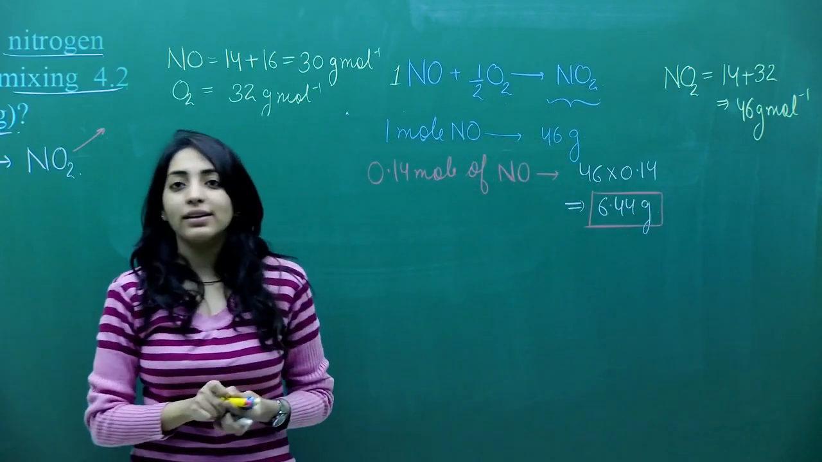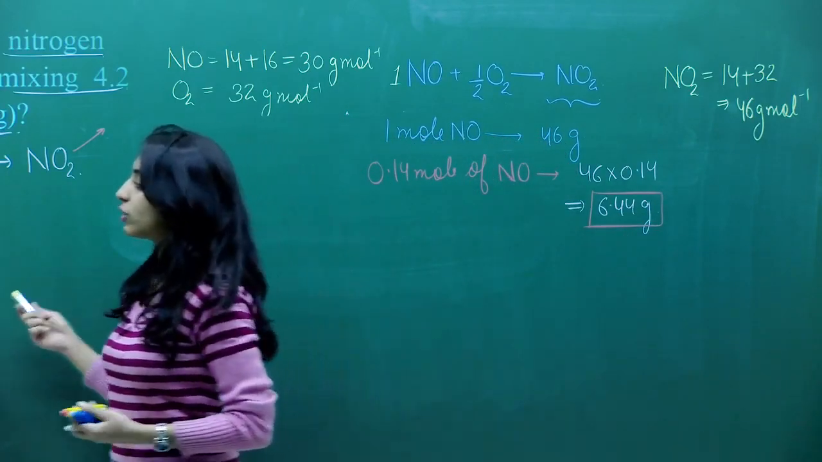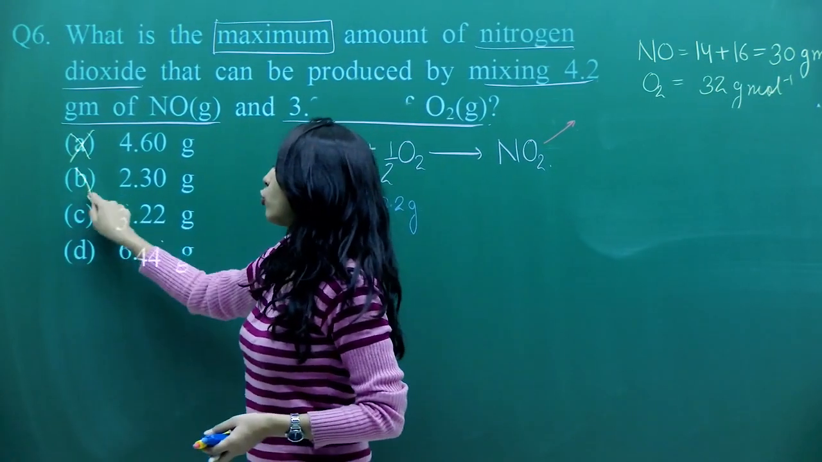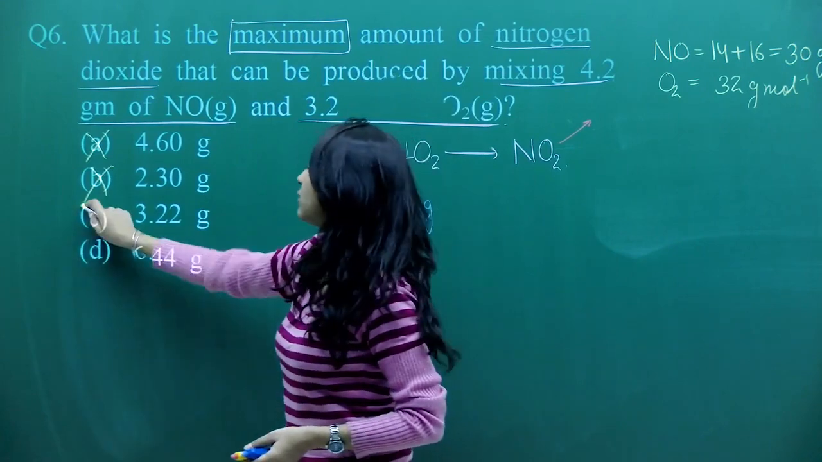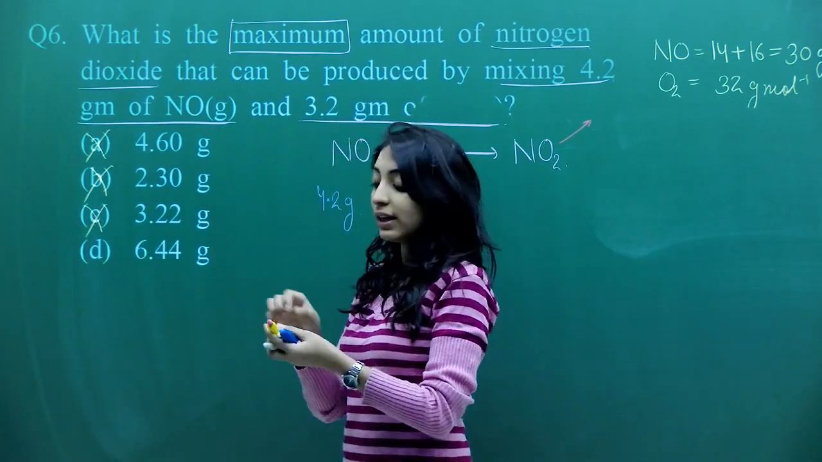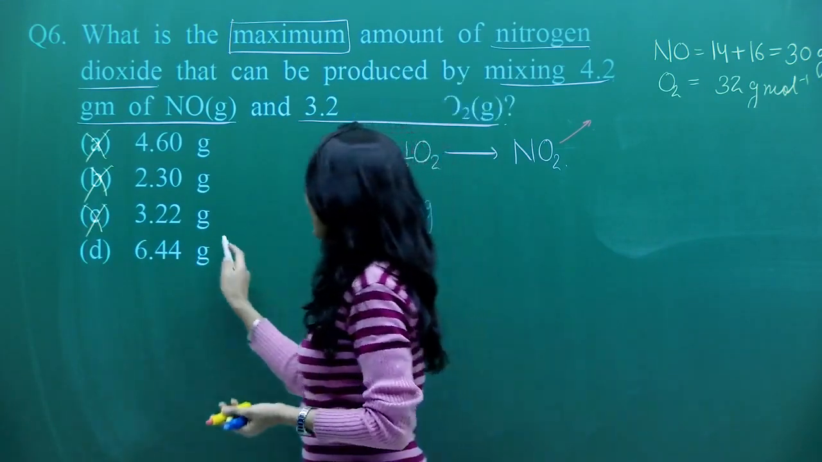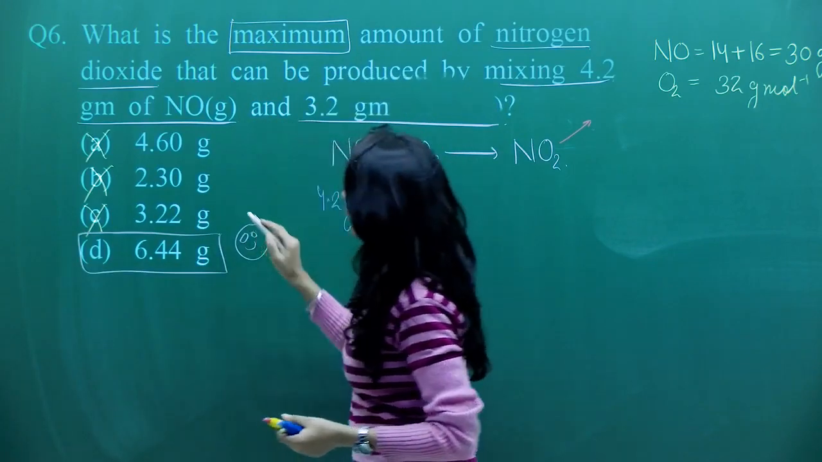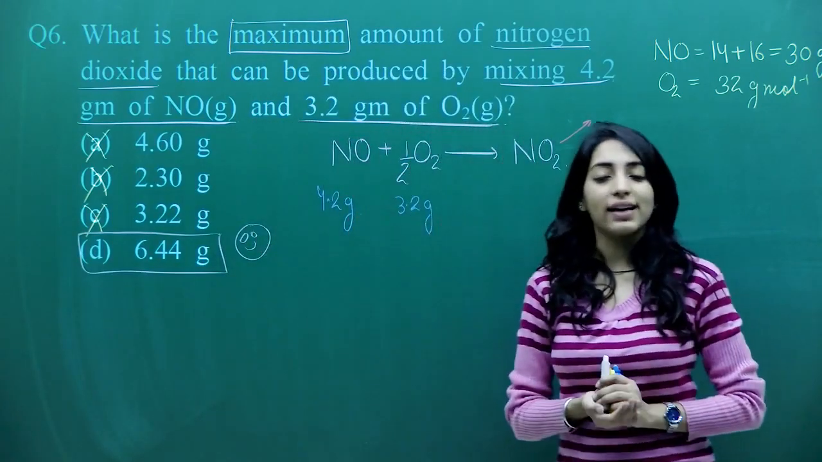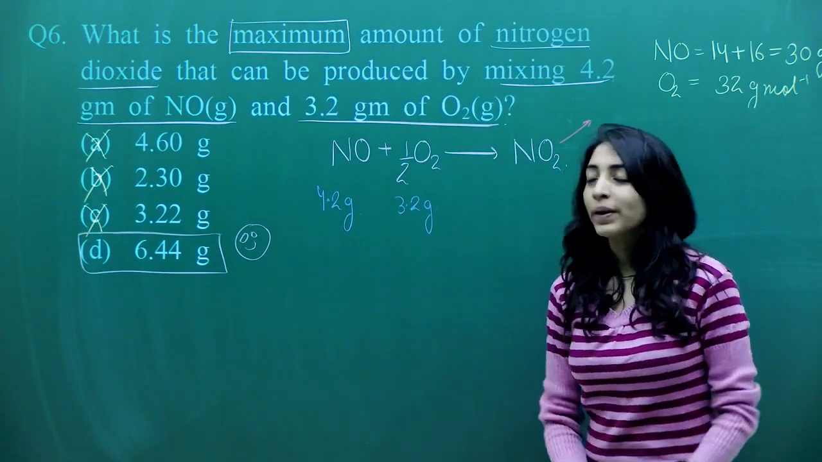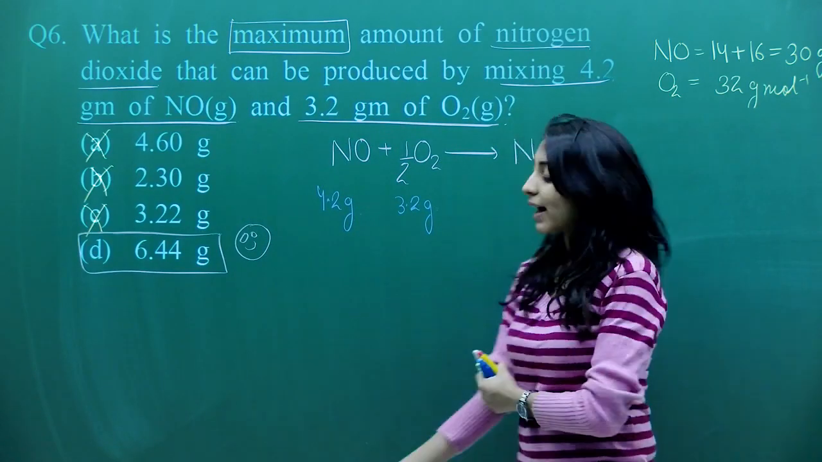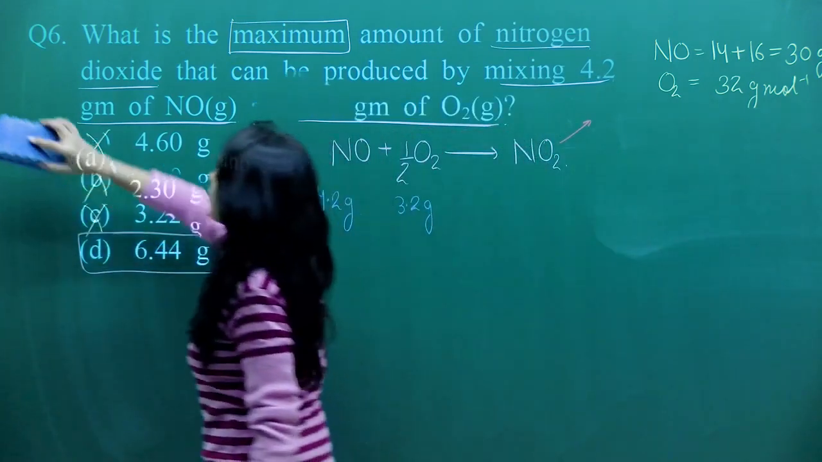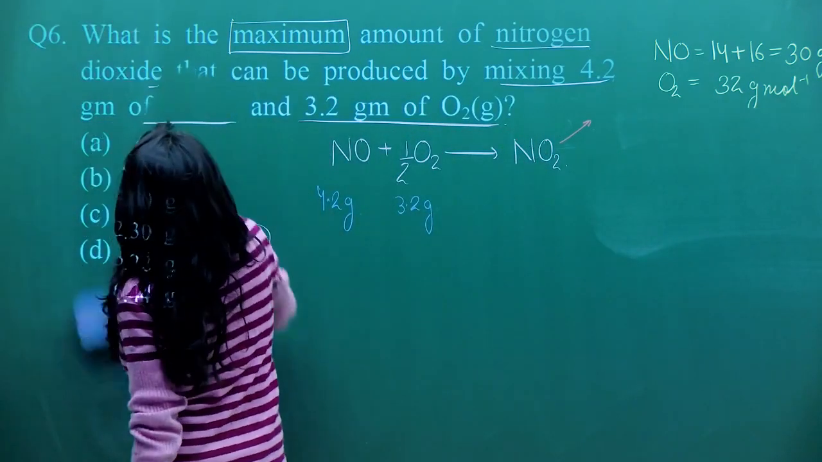I have done the calculation, so you can redo the calculation. Let's check. 4.60, not the option. 2.3, not the option. 3.2, not the option. 6.44, yes, the correct option. And hence we will choose this as our answer. Okay, so this was question number 6 that I did with you people. Now let us move on to another question, which is question number 7.